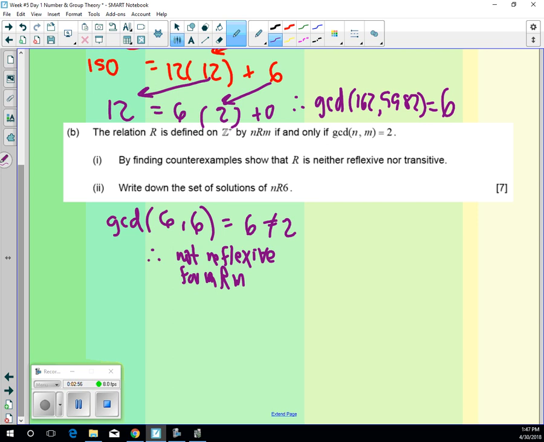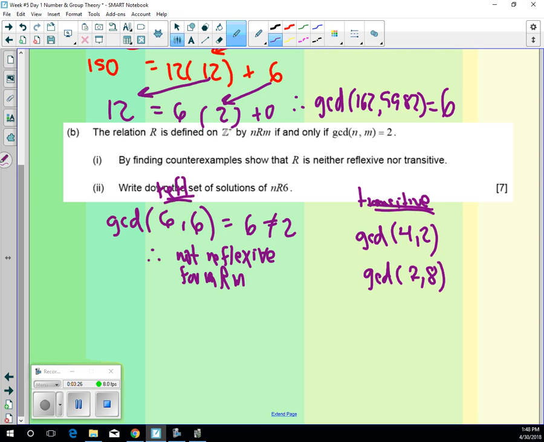Do you remember what transitive was? For this one it was reflexive, so we have to use ones that do work for R. Not for the reflexive one, but for the transitive one we will. So with this one, we're going to do the GCD of 4 comma 2, and the GCD of 2 comma 8. And I'm using the ones they found, but you could come up with an infinite number of other ones. GCD of 4 comma 8.